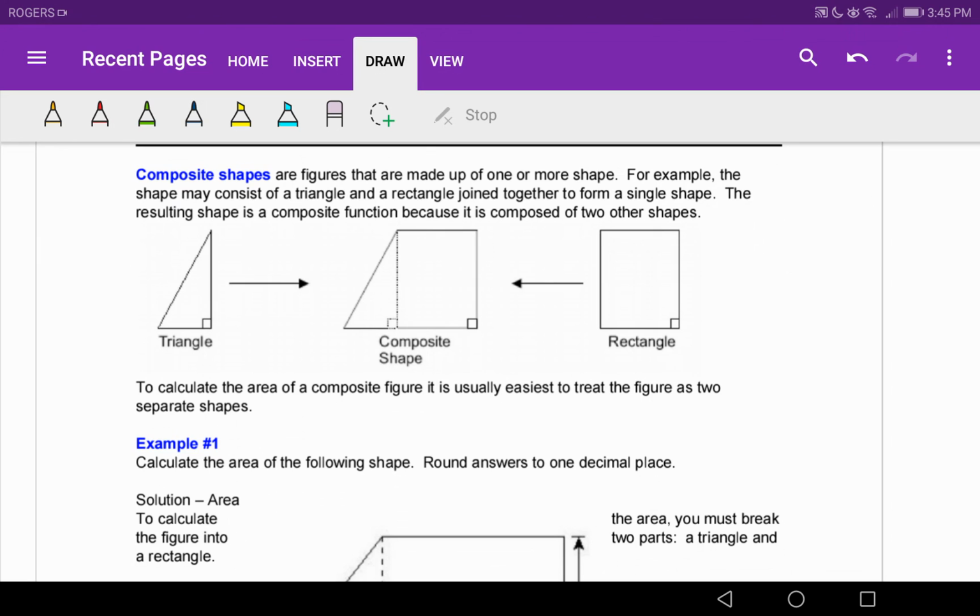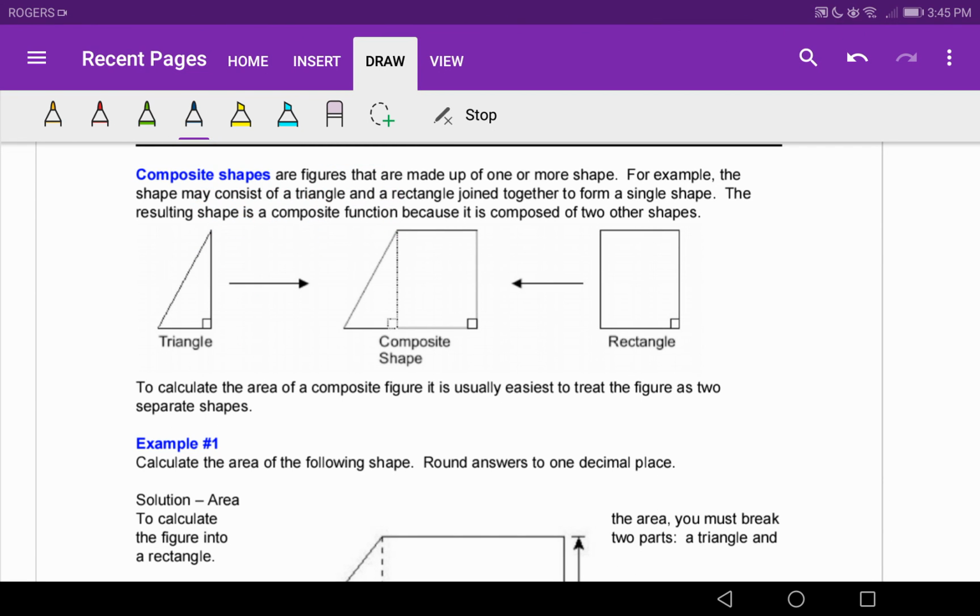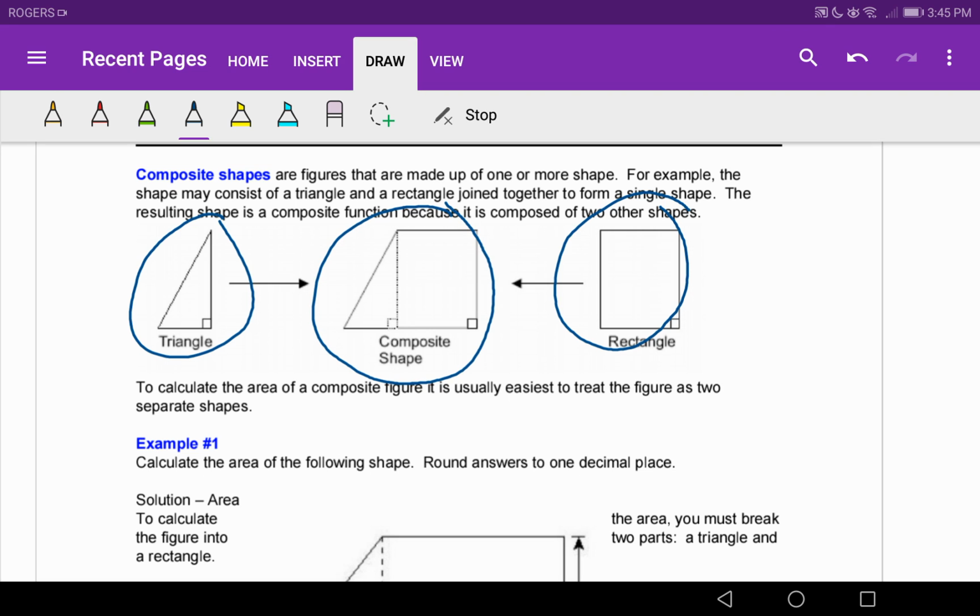So here's another example of a composite shape that you may find useful. If you take a triangle and a rectangle together, you can create this composite shape here. And with this composite shape, we can find the area inside that boundary, those lines that are around the shape, or we can just find the perimeter.